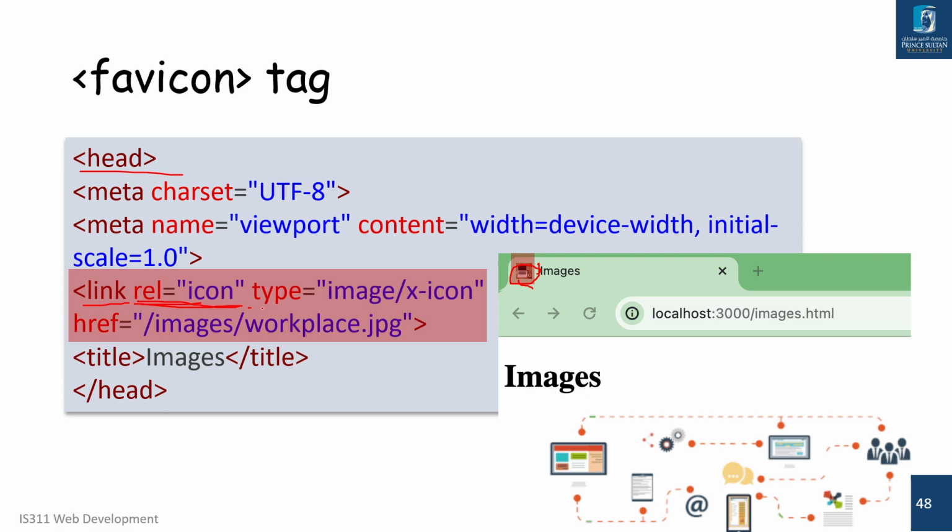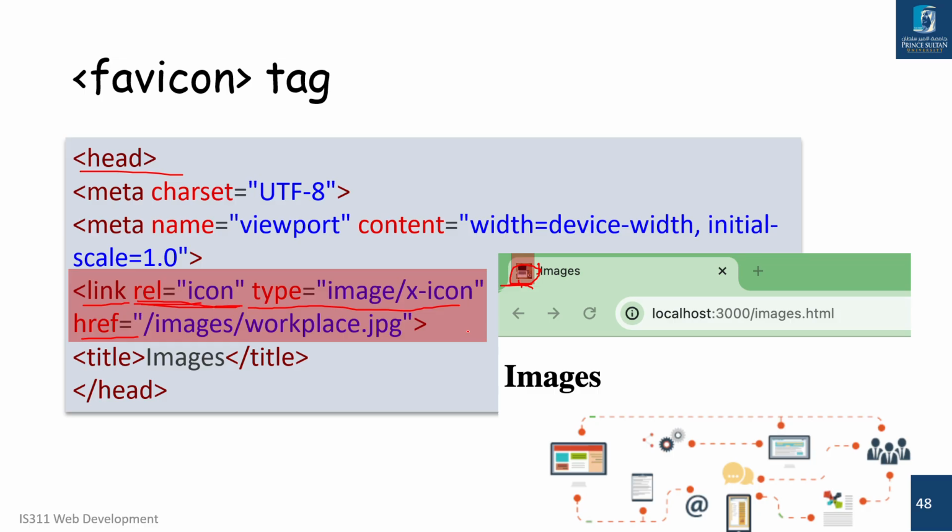Then we say type is equal to image/x-icon, and then we say href. We specify the image that we want to display here. Again, this is our relative address, and then this image will be shown as an icon inside the title bar. Is it clear?